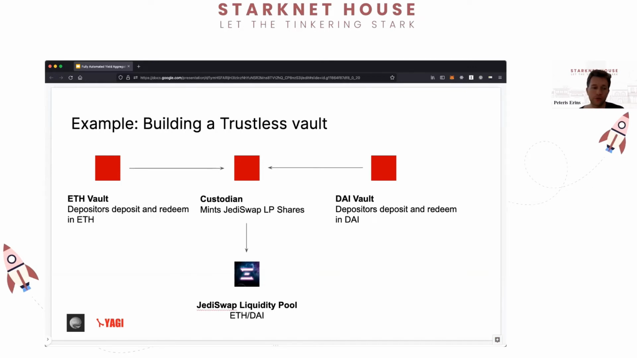So, a brief recap on JediSwap. It's an automated market maker. It means that it's an exchange that operates fully autonomously. You have these liquidity pools, for example, in this case, an Ether and DAI pool that allows users to come in and trade Ether for DAI and vice versa. And how can they do that when there's no central entity providing the capital?